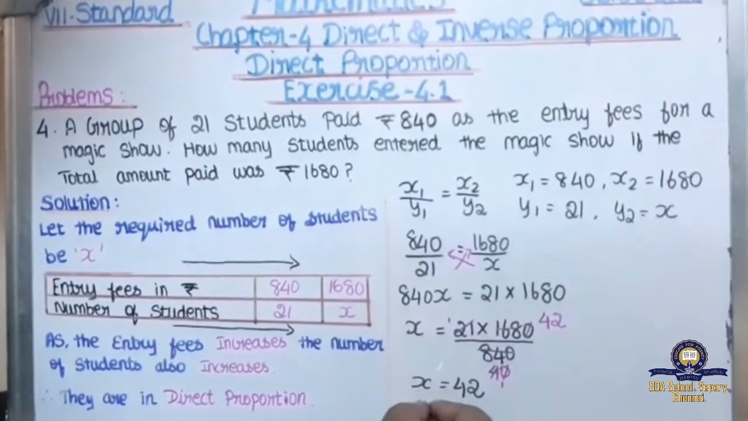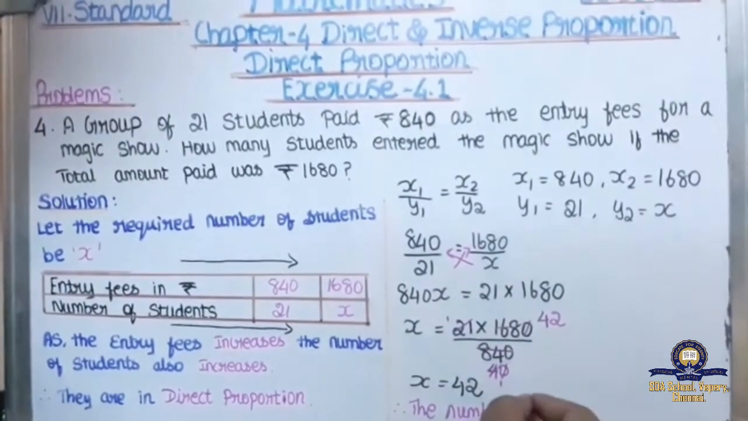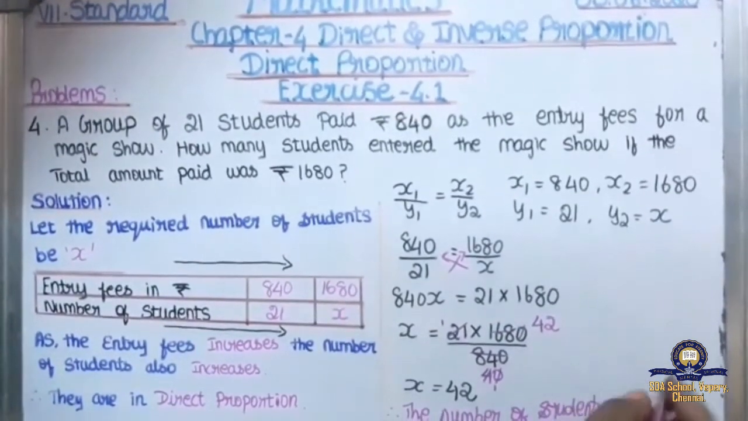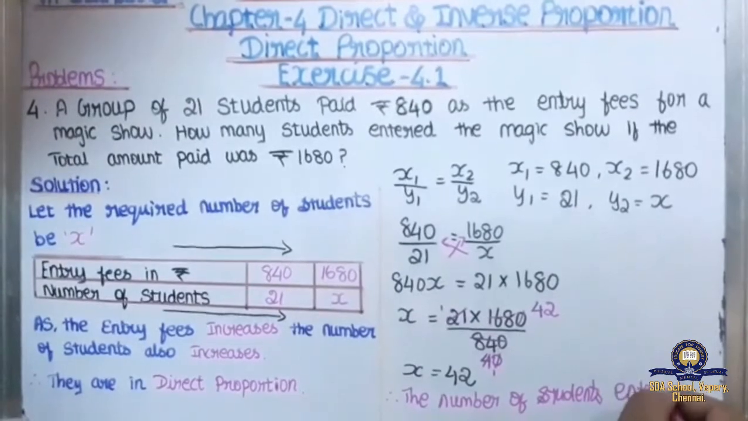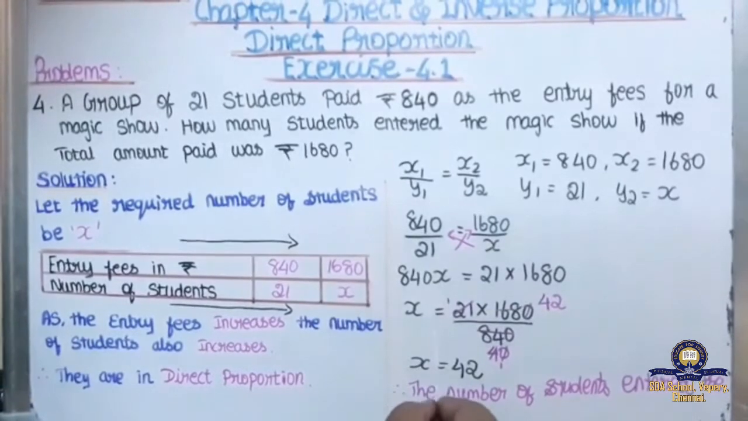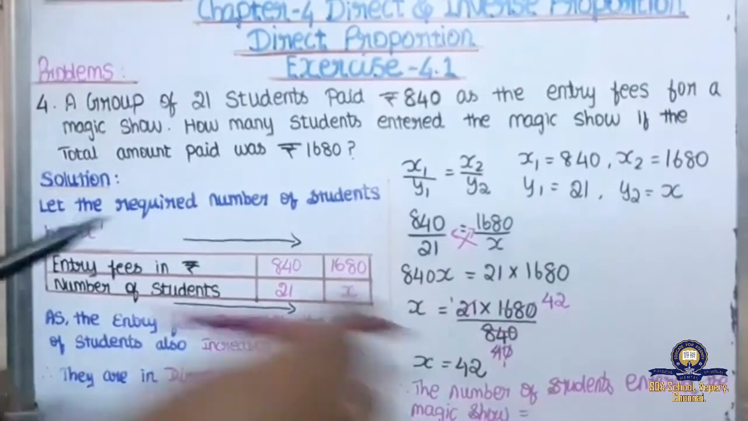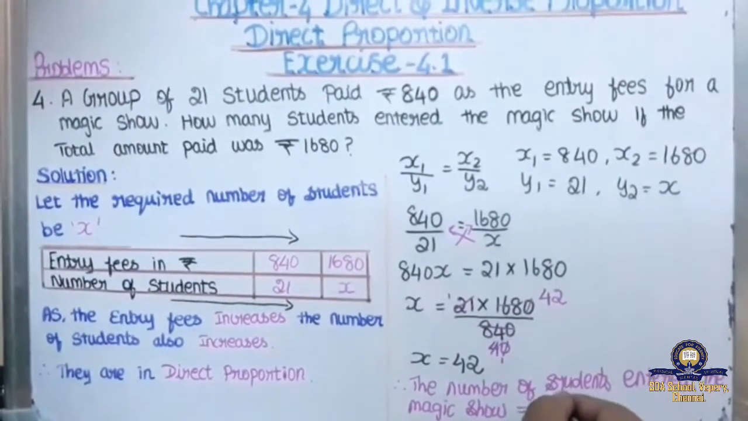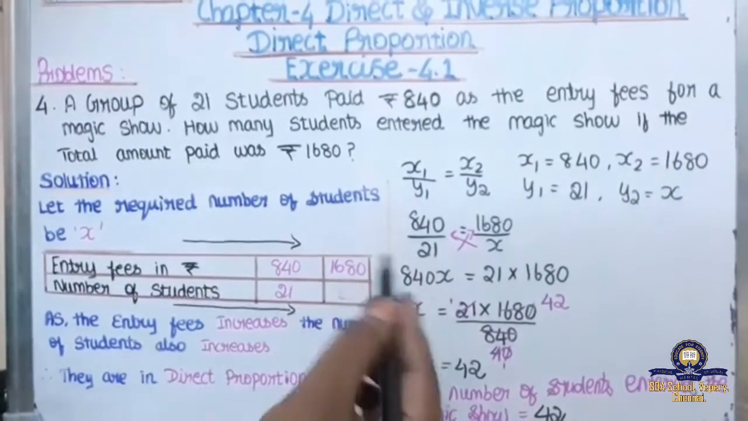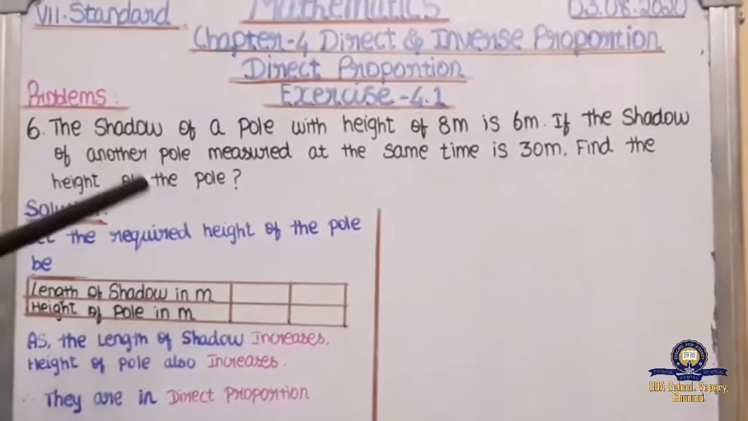Therefore, the number of students who entered the magic show is equal to 42. Therefore, we found the answer. The number of students who entered the magic show were 42. Now we move on to our next problem.